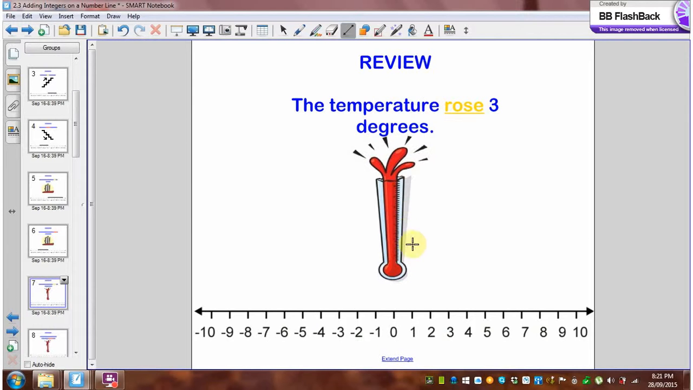Okay, now let's talk about temperature. Temperature is a really nice example because you can really understand what it means. For example, plus 30 degrees Celsius is positive and really hot, but minus 20 degrees Celsius is 20 below 0, really cold. In this example, the temperature rose 3 degrees. So start at 0 and it rose up 3, so we go to the right.